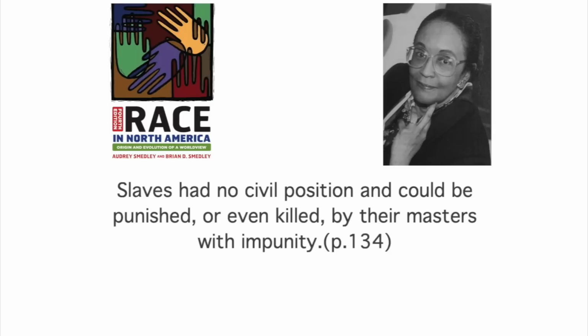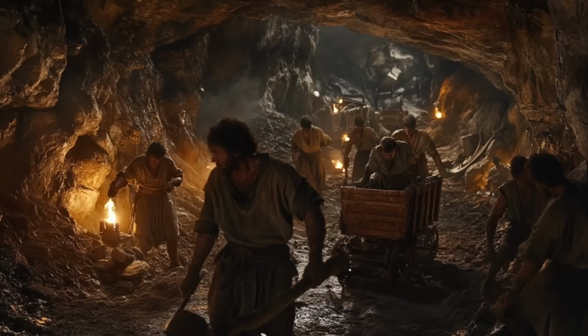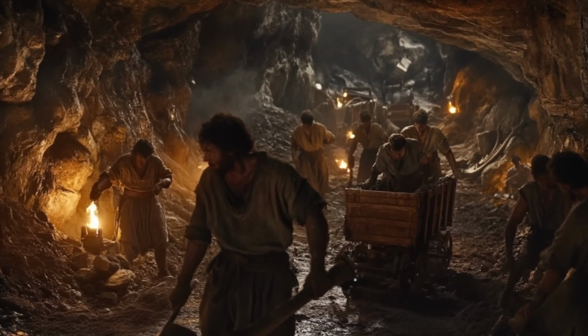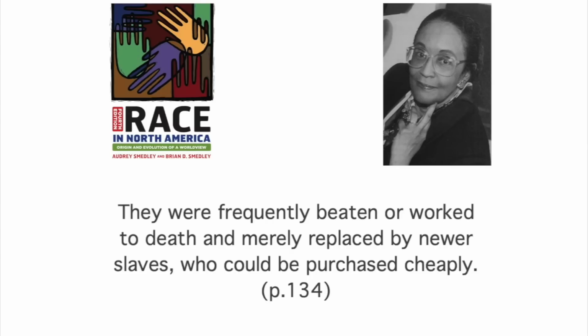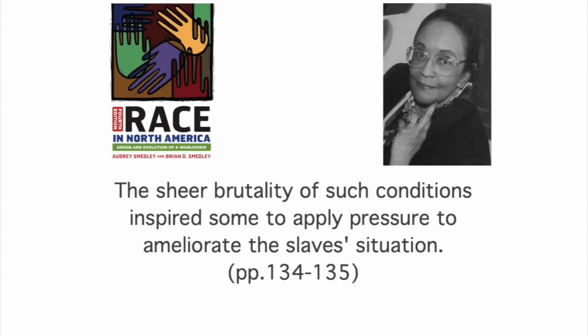Slaves had no civil position and could be punished or even killed by their masters with impunity, meaning no consequence of the law. Industrial slaves working in mines received the harshest treatment of all. They were frequently beaten or worked to death and merely replaced by newer slaves who could be purchased cheaply. The sheer brutality of such conditions inspired some to apply pressure to ameliorate the slave's situation.